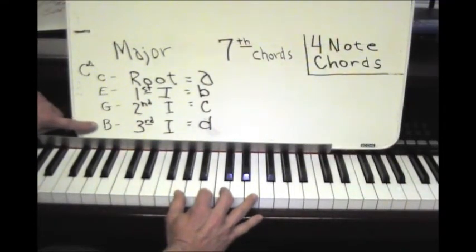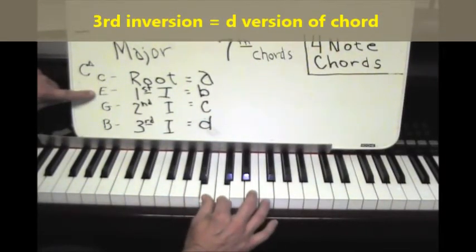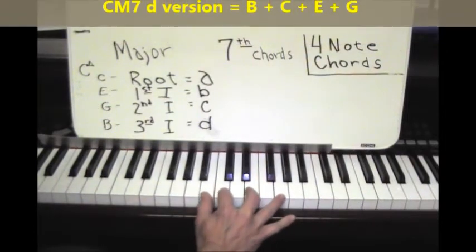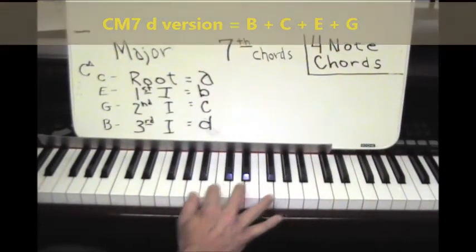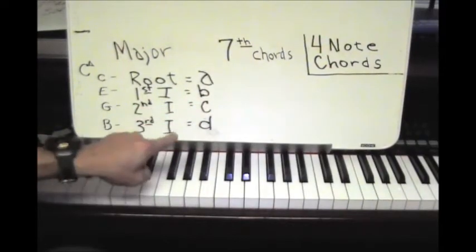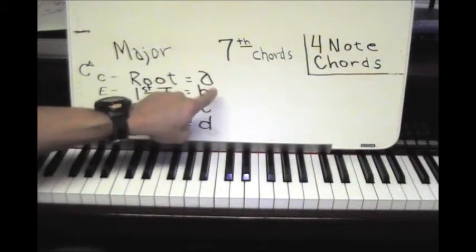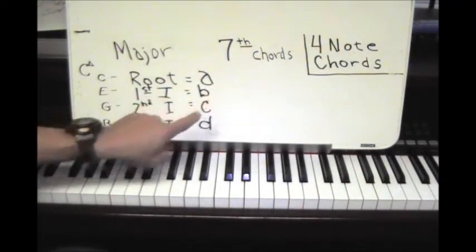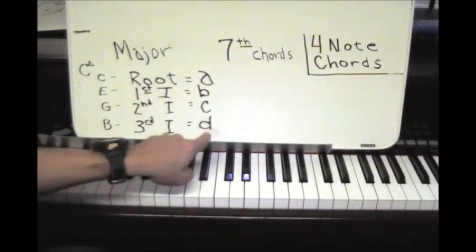And the last inversion, the third inversion, starts with the B, then adds the C, the E, the G, and it sounds like this. Also notice that we're going to start giving letter names to these various versions. The root is going to be the letter A, and then the first inversion will be the letter B, and second inversion will be the letter C, and the third inversion will be the letter D.